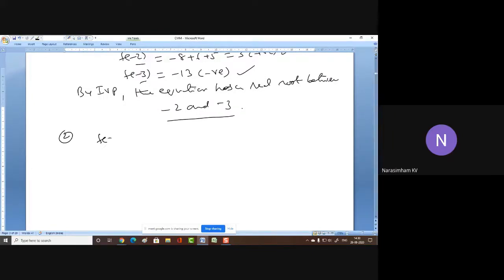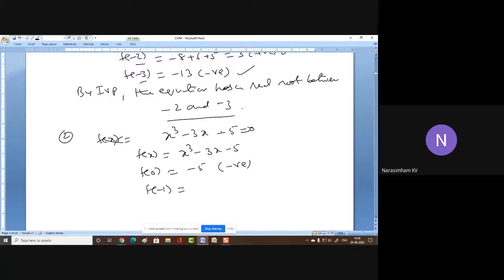Same f(x), I will take another equation, x cubed minus 3x minus 5 equals 0. Assume f(x) equals x cubed minus 3x minus 5. Put x equals 0, what happens? Minus 5, negative first. Now put x equals 1: minus 7. If you put x equals 2, f of 2 is minus 3. f of 3 is 13.